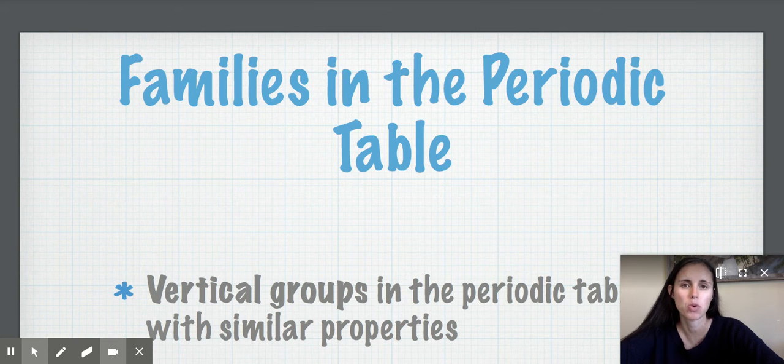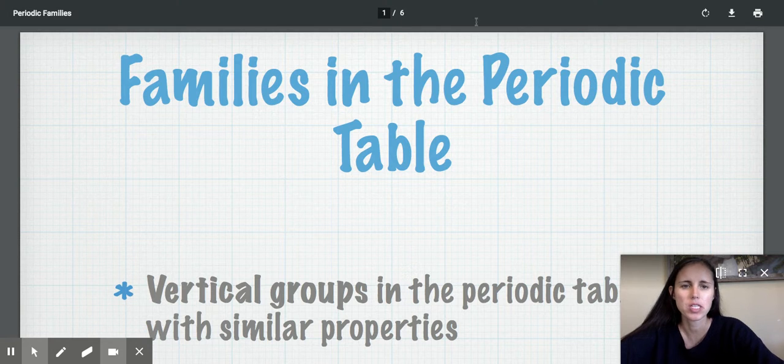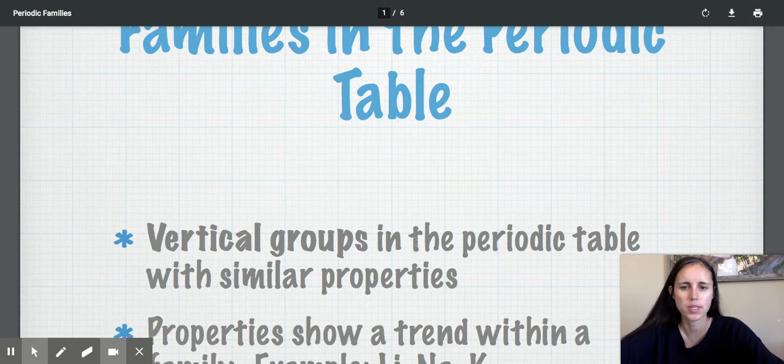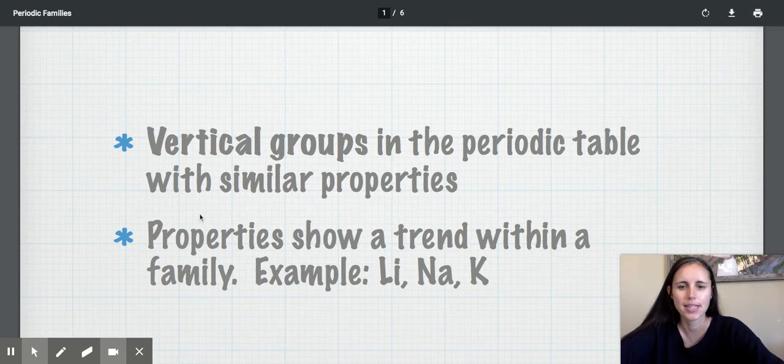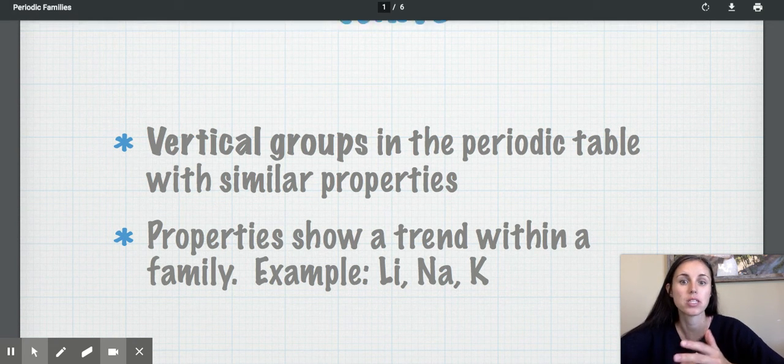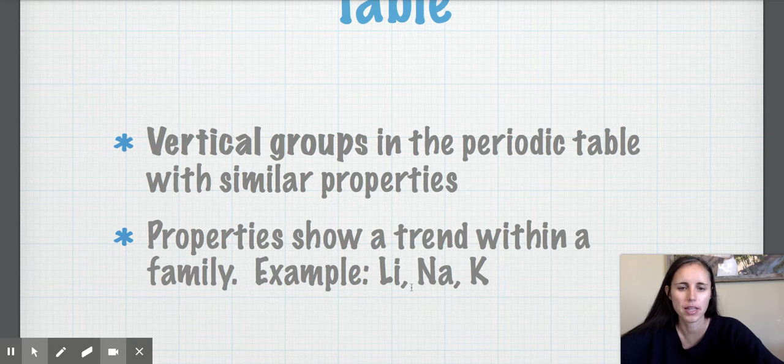Now that you understand Bohr-Rutherford diagrams, I want to come back to the periodic table and talk about some of the families within it. Just a reminder that vertical groups in the periodic table are considered to be chemical groups. They tend to have properties with similar trends. For example, lithium, sodium, and potassium are all within the same group, the first column. So they're considered to be a chemical family, and they have very similar properties.